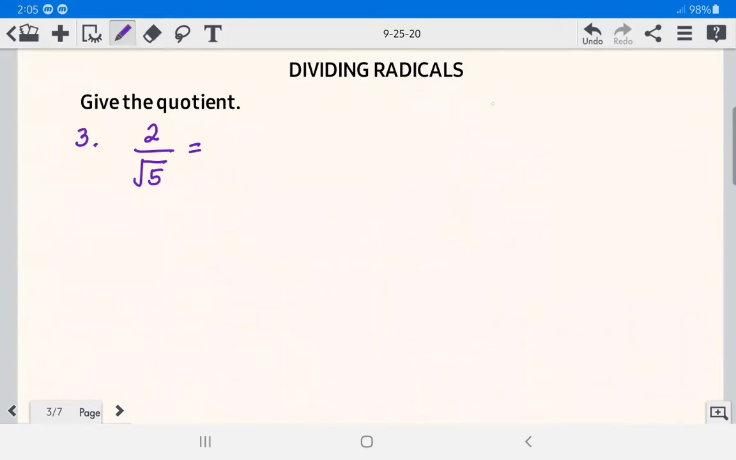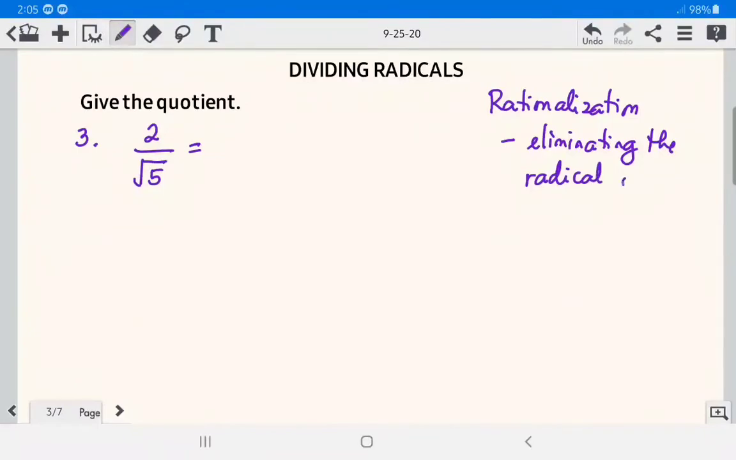What is rationalization? This is the process of eliminating the radical in the denominator of a rational expression.